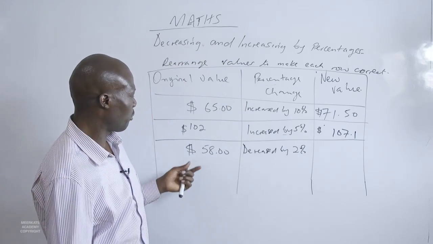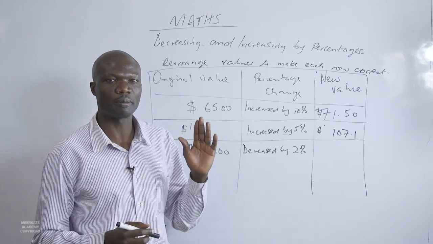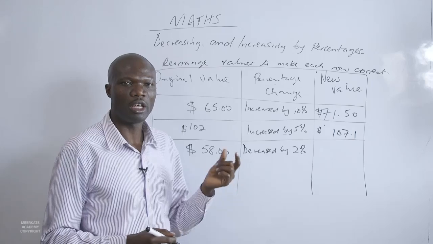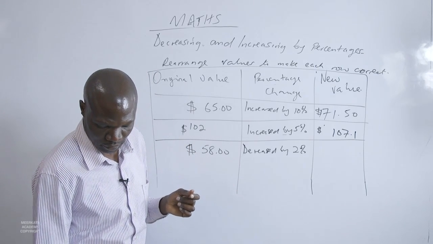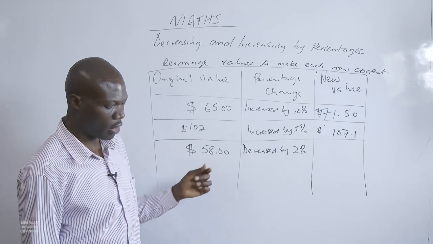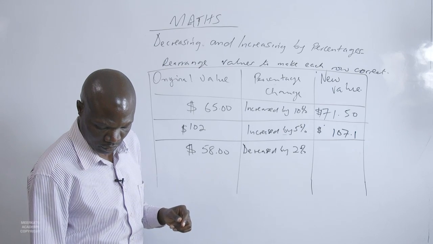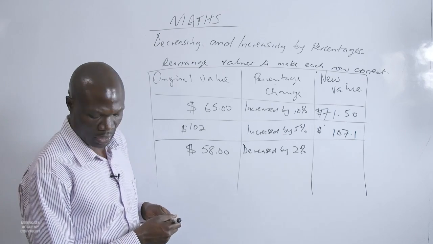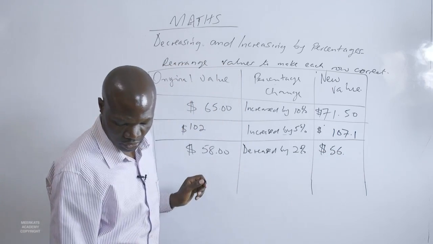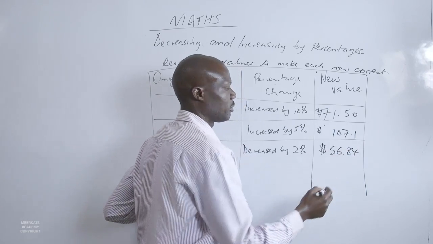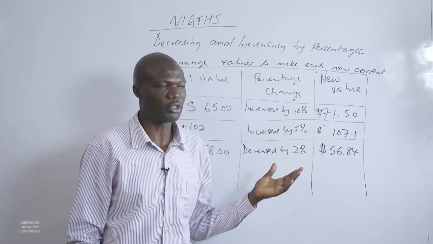So if we have 58 is equivalent to 100%, therefore, if we are decreasing, we look for 98%. And when you look for 98%, you find it gives us $56.84.